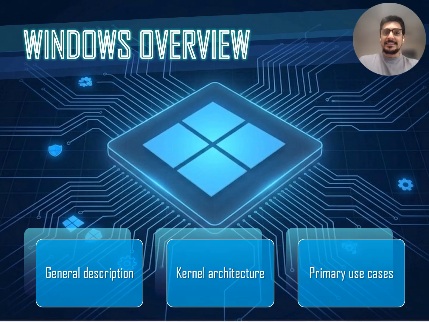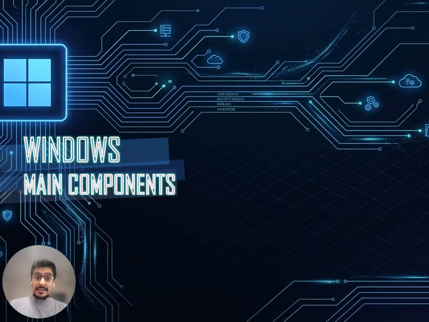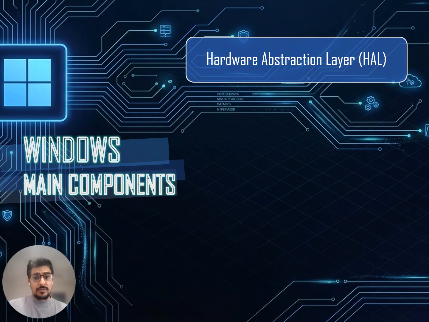Microsoft Windows is a widely used general-purpose operating system designed primarily for desktop, laptop, and enterprise environments. It emphasizes usability, broad hardware support, and compatibility with a large ecosystem of applications. This OS is structured into several key components. The first is the hardware abstraction layer that provides a consistent interface between the kernel and hardware, allowing Windows to run on a wide range of systems.